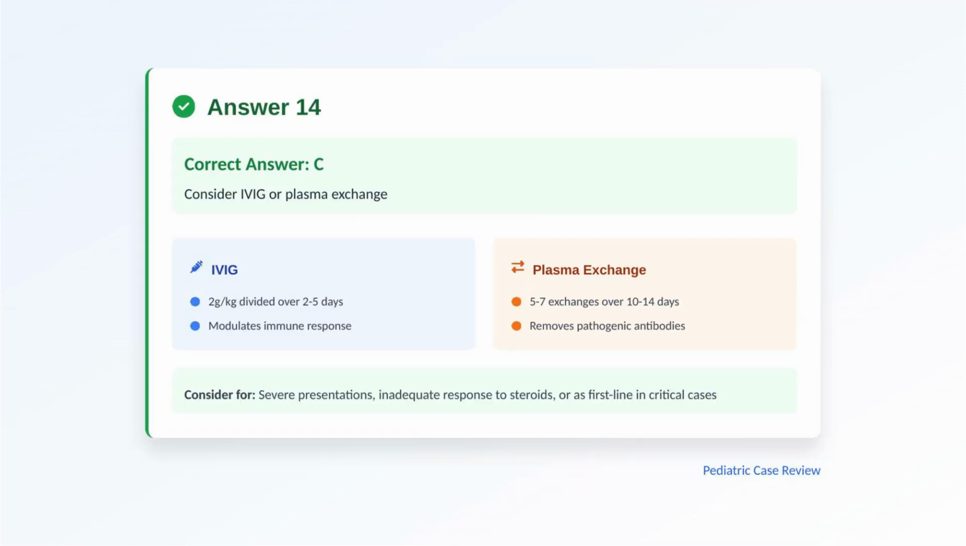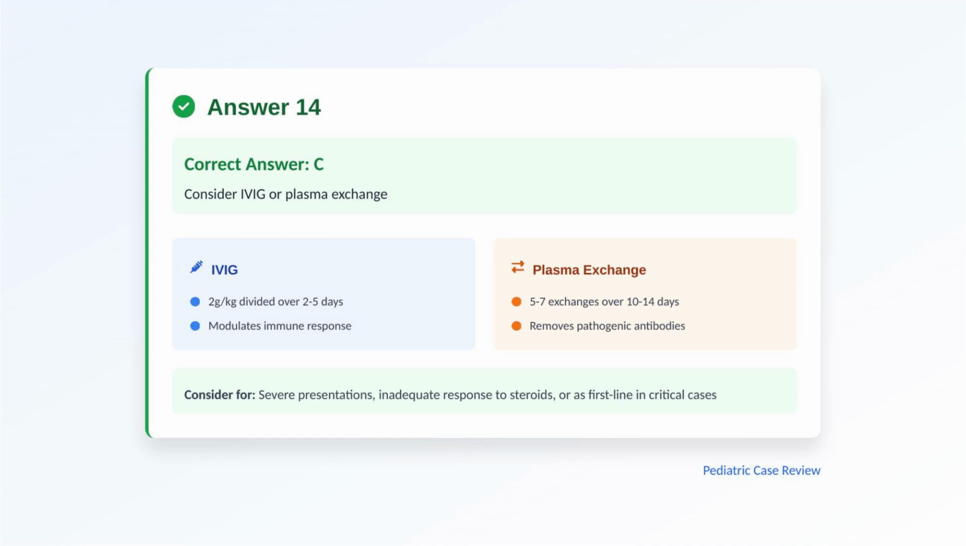For patients with inadequate response to high-dose corticosteroids, second-line therapies include intravenous immunoglobulin or plasma exchange. IVIG is typically administered at 2 grams per kilogram divided over 2 to 5 days. Plasma exchange involves 5 to 7 exchanges over 10 to 14 days.